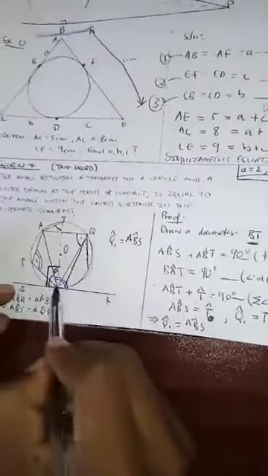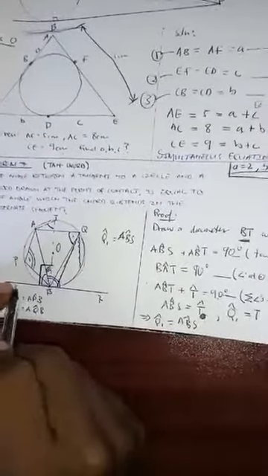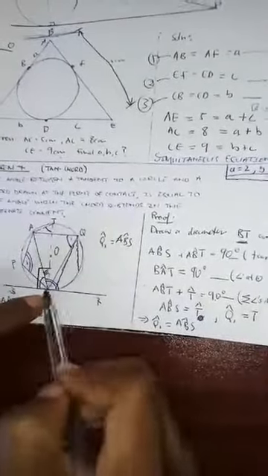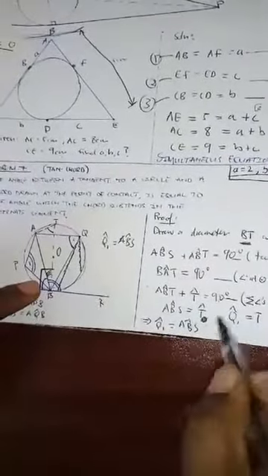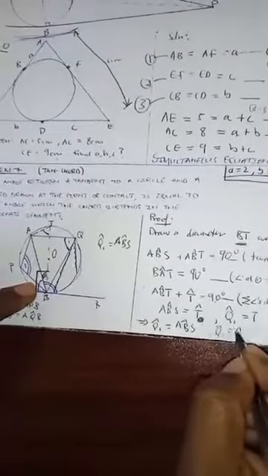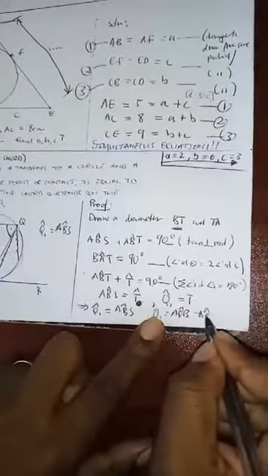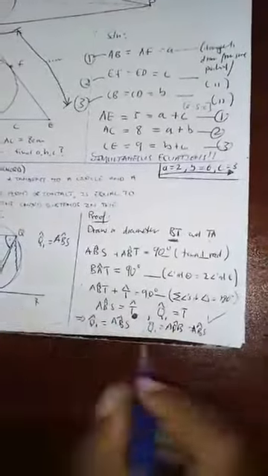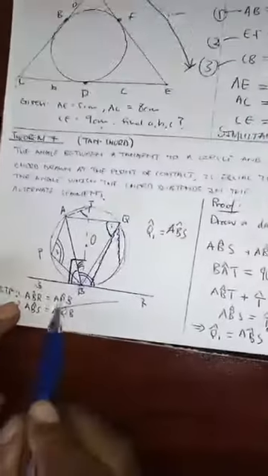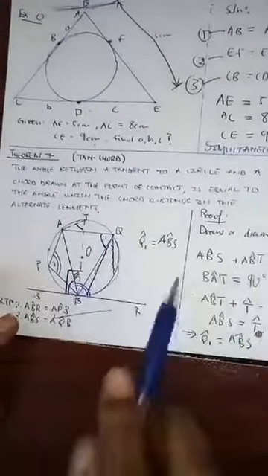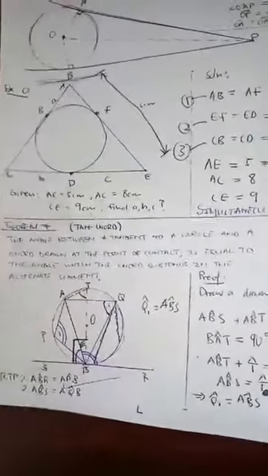So this implies that Q1 should be equal to angle ABS. So Q1 must be ABS. And that is what we wanted to prove, because Q1 is also angle AQB, which is that. So we've proven that AQB is ABS. We've shown that that angle is equal to that angle using all these theorems you already know about manipulating angles within circles.